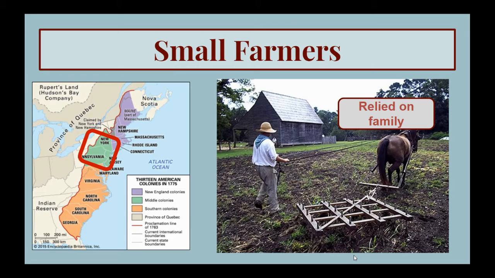They relied on their family to do all of the work on the farm. They did not sell most of their crops. For the most part, they just consumed the crops that they grew, or they gave it to their neighbors or sold a couple of things to their close neighbors. But for the most part, they weren't growing cotton and tobacco. They were growing things that they could consume, like grain or livestock, or other crops that you could eat.